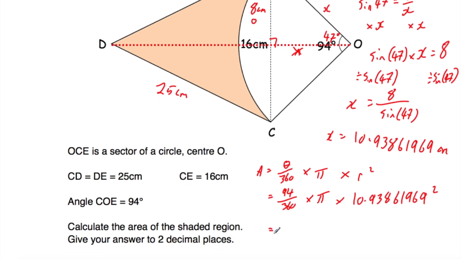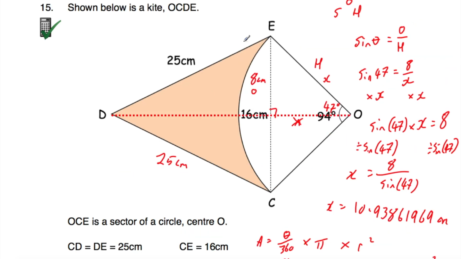So let's work out what this is. And when we work this out, we get that's equal to 98.15225276 centimeters squared. So that's the area of the sector. Okay, so now let's consider the area of the whole kite. So we've cut it in half, and we want to find the area of the triangle on the top, and we want to find the area of the triangle on the bottom, which will be the same, and then we can add them together to find the area of the whole kite.